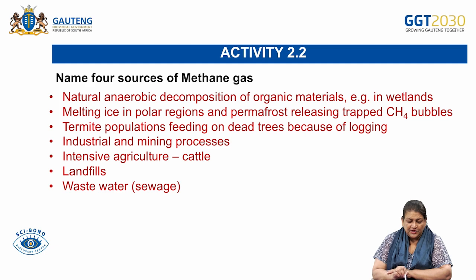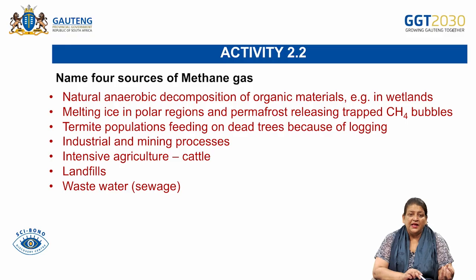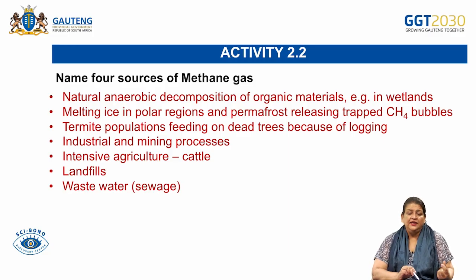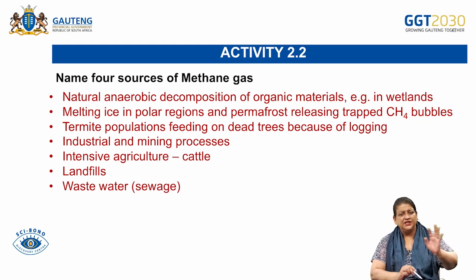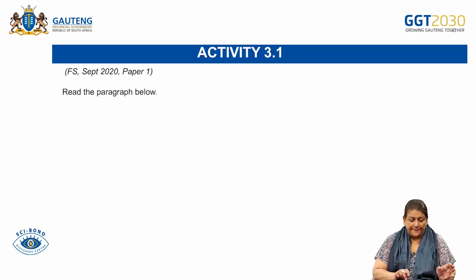Name 4 sources of methane gas, and you find that is the wetlands. That means all the waste that is decomposing releases methane. The melting of the ice, with dead animals beneath it, will release methane. Also termites, when they feed on dead trees, as the trees decompose, they release methane. Mining also releases methane. Cattle, cow dung releases methane. All your landfill sites with all the litter from your dustbins, as the cabbage leaves and all the dirt you put in there decompose, will release methane. And also the sewage that goes to the sewage farm releases methane.